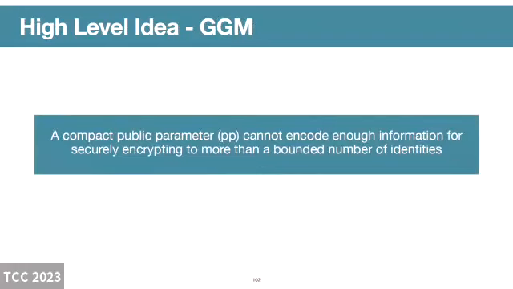For the generic proof model, we also use the same approach, which I won't explain here because of the time constraints. But we informally proved that a compact public parameter cannot encode enough information to securely encrypt more than a bounded number of users.